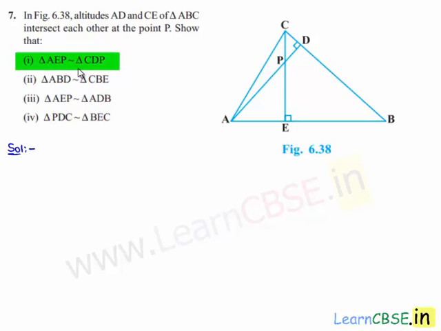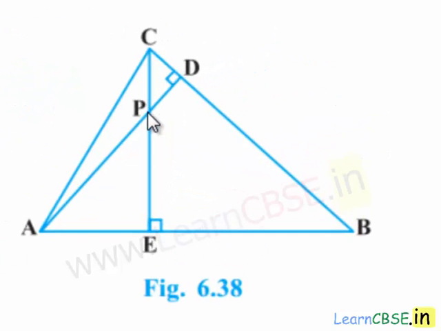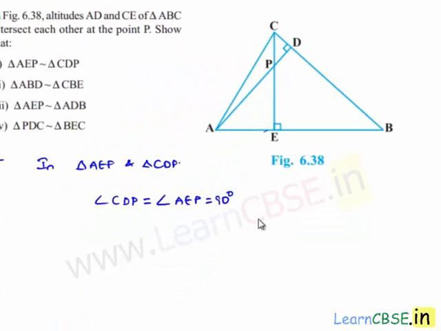Let us first prove the first case, that is triangle AEP is similar to triangle CDP. So in order to prove this, let us consider both triangles, triangle AEP and triangle CDP. In the figure, triangle AEP is this and triangle CDP is this. In this, angle CDP is equal to angle AEP is equal to 90 degrees. As we know that CE is perpendicular to AB and AD is perpendicular to BC.